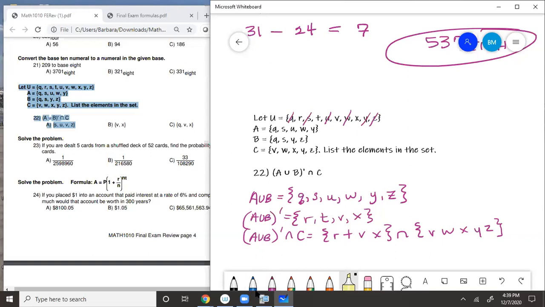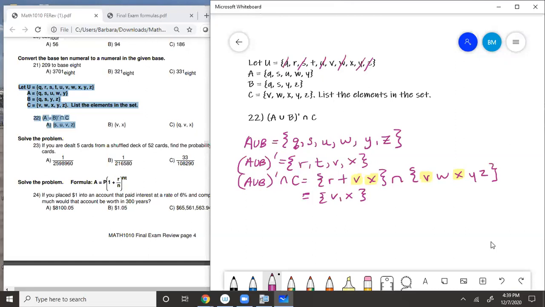Anything? We have V. And I think just V, right? No, V and X. Yes. Good. So the intersection of those two sets is VX. Yeah, that's it. So B is your answer for 22. Okay. There you go. You just break it down little by little.